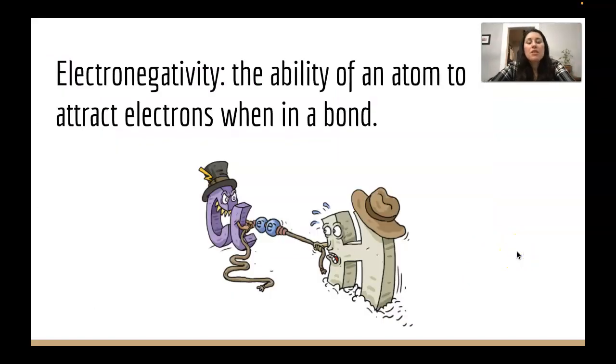The last trend we're going to talk about is electronegativity, which is the ability of an atom to attract electrons when it is in a bond. A bond is just a shared pair of electrons, a covalent bond. In this cartoon, we have chlorine and hydrogen, and they are sharing this pair of electrons. But you can see chlorine is pulling those electrons closer to itself. It's being a little more greedy. That's because chlorine is more electronegative than hydrogen. It's attracting those electrons towards itself more strongly.